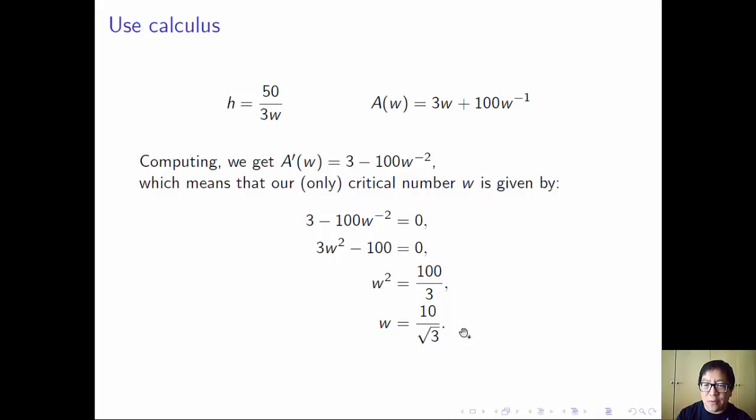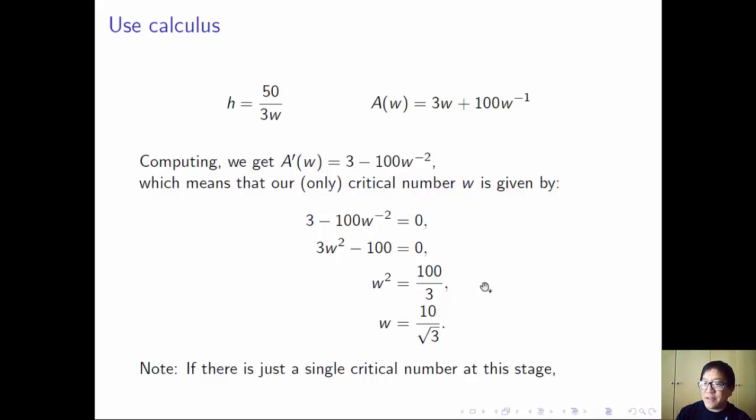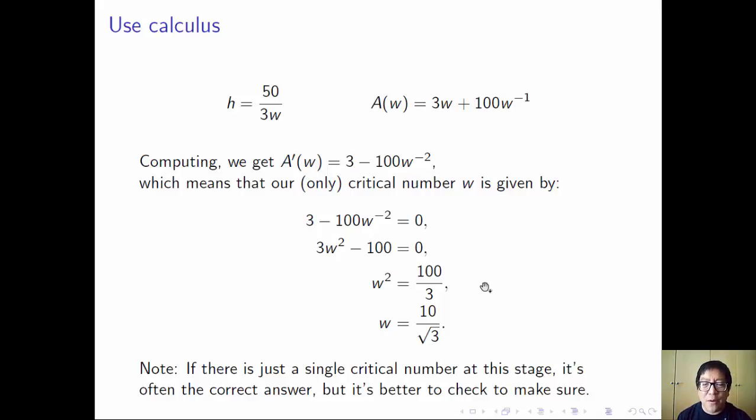So the only critical number of interest is that w is equal to 10 over the square root of 3. And just to be honest, morally speaking, you should keep going and not just assume that's the answer at this stage. But it is often the case that if there is just a single critical number at this stage, it's the correct answer. So we're at least getting pretty close to the answer, but just to be morally correct about this, it's better to check and make sure, which we're going to do right here.